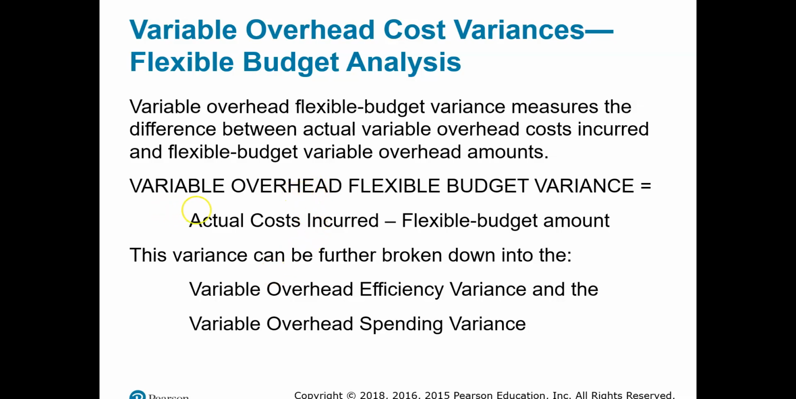Now, our variable overhead flexible budget variance is simply going to be actual cost incurred minus the flexible budget amount. This is the same concept as we did for direct materials and direct labor. Anything variable is going to simply be the actual costs incurred minus the flexible budget amount. And because this is a variable flexible budget variance, we can also break these down into variable overhead efficiency variance and the variable overhead spending variance.